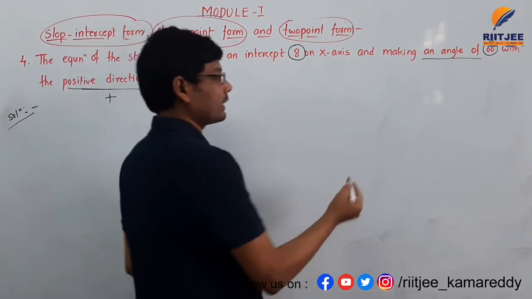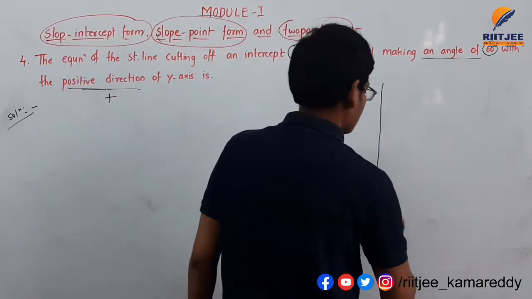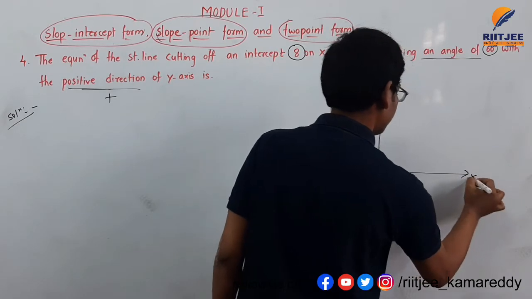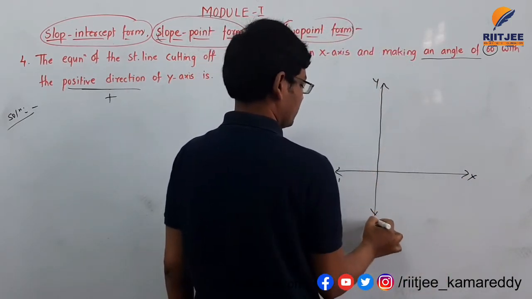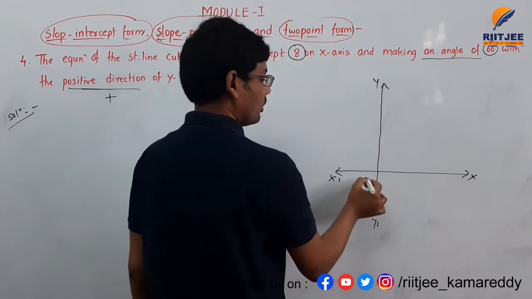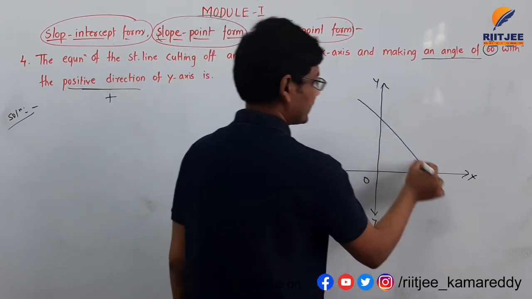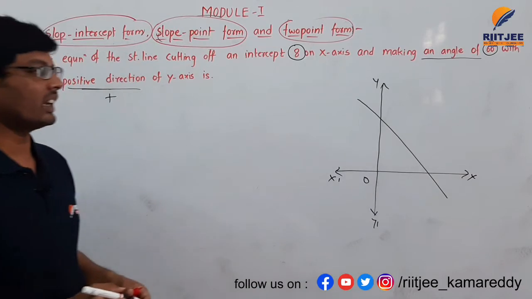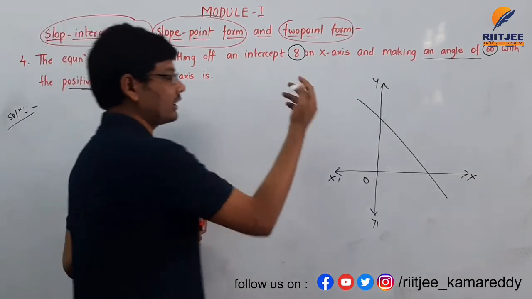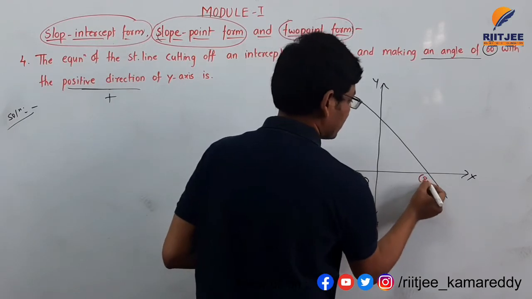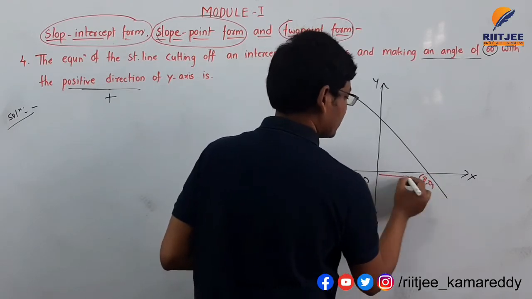Let's see the diagrammatic representation for this one. This is the x-axis, x dash, and y dash. This is the origin. So here I am taking one straight line. This straight line is cutting off an intercept of 8 on the x-axis. This is 8 comma 0.